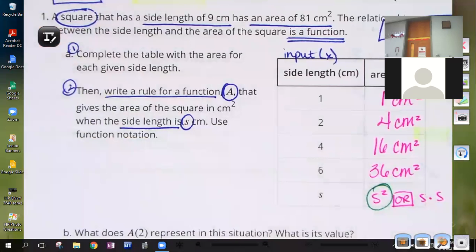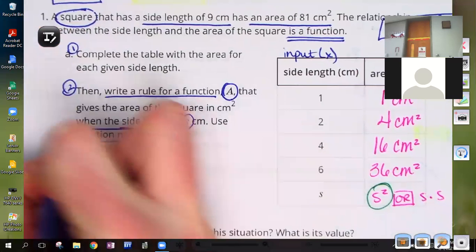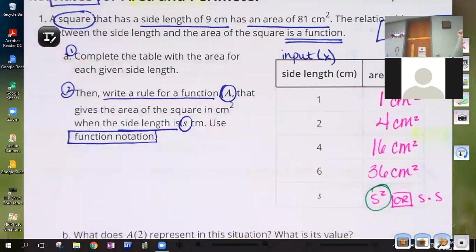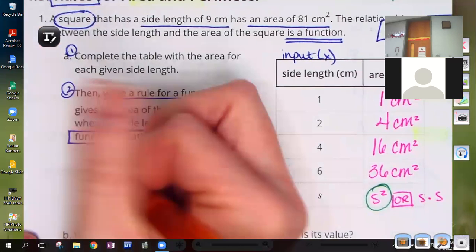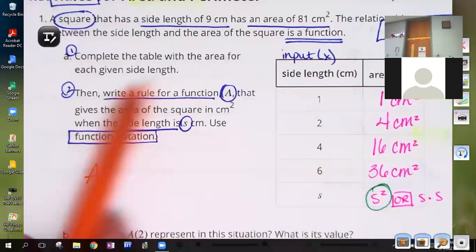All right, and then we're going to use function notation. We know what that means. We just need to make sure we know the name, the input, and the output. So let's write it out. Let's start with the name. What is the name of this function? A. I know that because they literally told me. So I don't want y'all to think we just made this up.